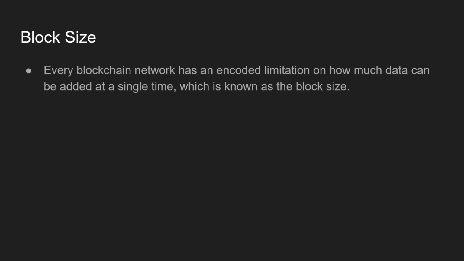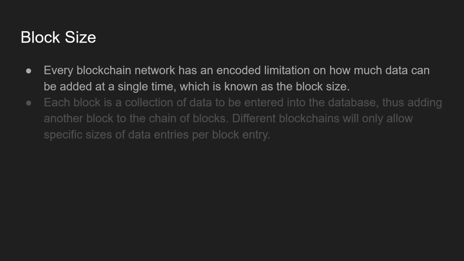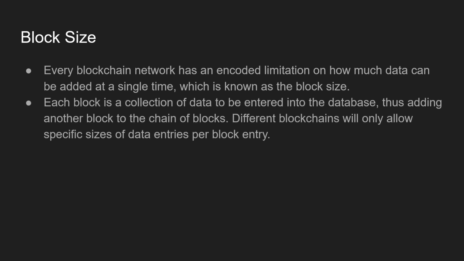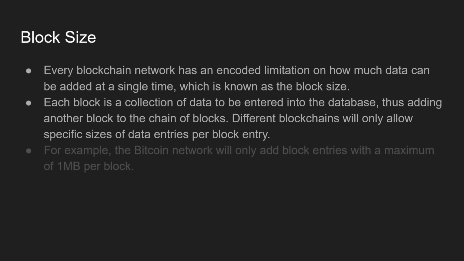Every blockchain network has an encoded limitation on how much data can be added at a single time, which is known as the block size. Each block on a blockchain is a collection of data to be entered into the database, thus adding another block to the chain of blocks. Different blockchains will only allow specific sizes of data entries per block entry. For example, the Bitcoin network will only add block entries with a maximum of 1 megabyte per block.